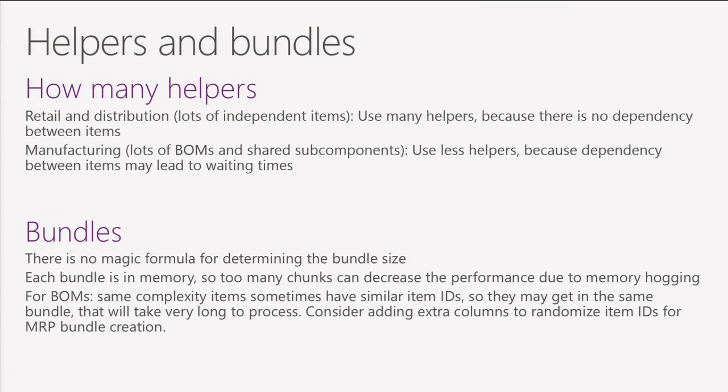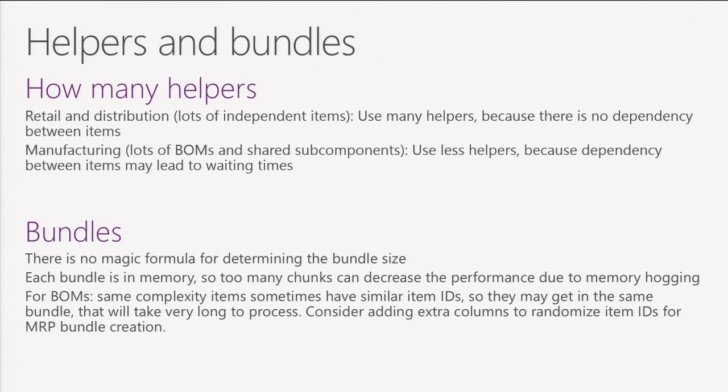How you can solve this problem is try to introduce some sort of randomization in the MRP logic, so that when a bundle picks a group of items, they are randomly selected. Either use recID, for example. That's a fix we made, but it may not work if the items are still created, inserted in the database in the order of their complexity, kind of. And this can happen when you're migrating from another system.